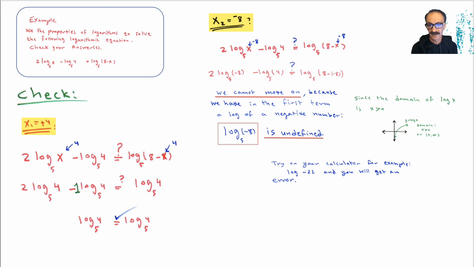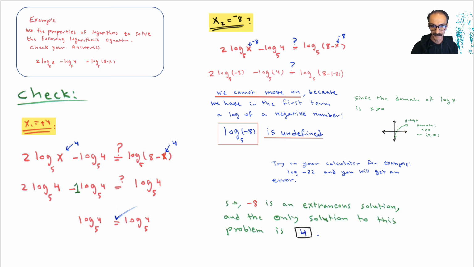You could test it on the calculator. Try, for example, log negative 22 base 10, of course. The calculator will speak base 10, and you will get an error. Different calculators will give you different messages, but it's going to tell you that there is no answer somehow. I think we covered enough. So negative 8 is an extraneous solution, and the only solution to this problem is 4, and that should do it.